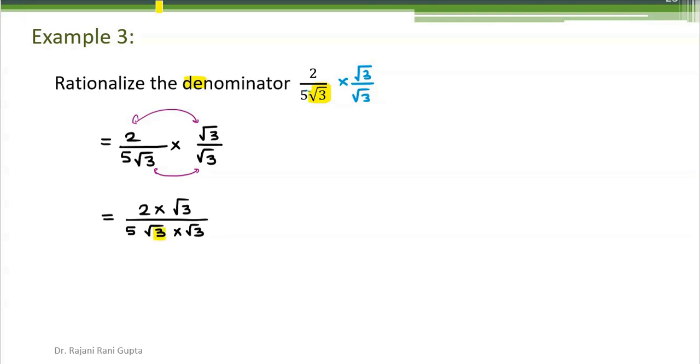Do you still see the square root of 3 2 times? Applying the rule again, what you have? 2 times root 3 over 5 root 3 times root 3 gives you 3. And when I write 5 root 3, it means 5 multiply root 3. Because if we don't put any sign between the two numbers, it's understood that it's multiplication. So what does this give you? 2 root 3 over 5 times 3, which is 15. This is your answer. I hope now the concept is clear.